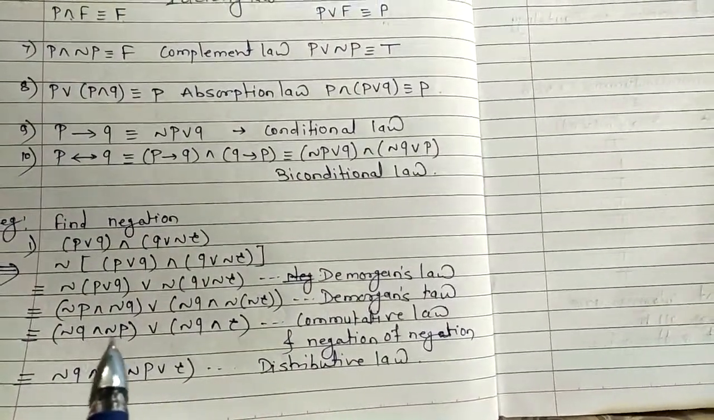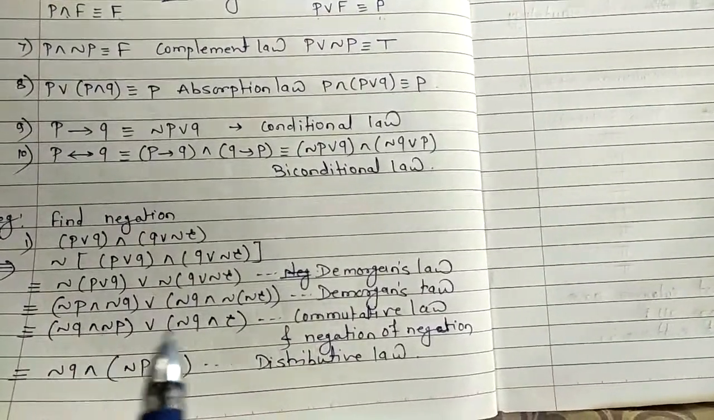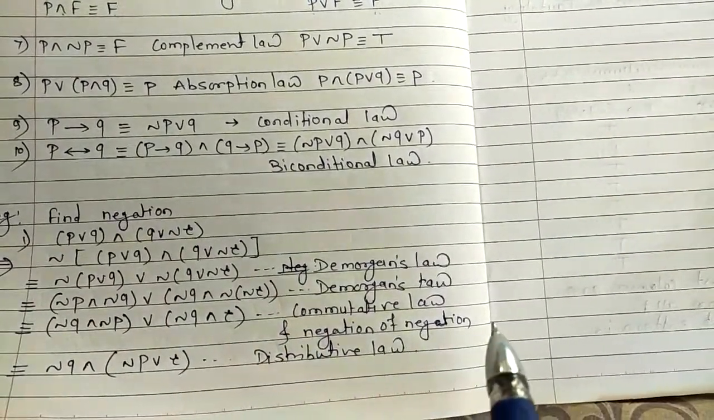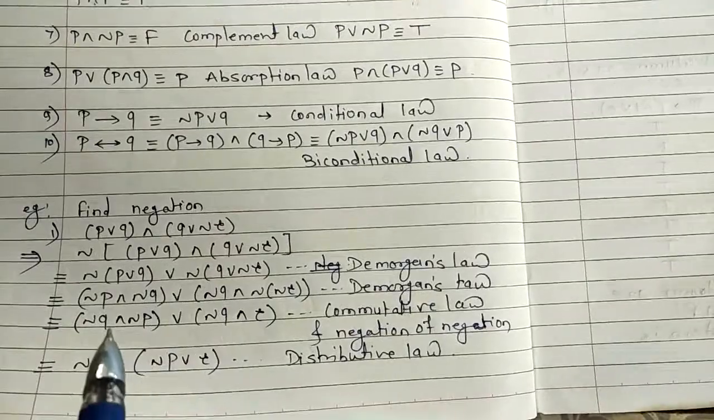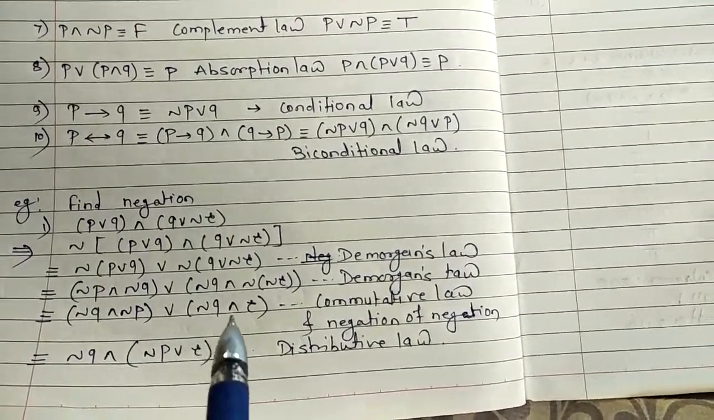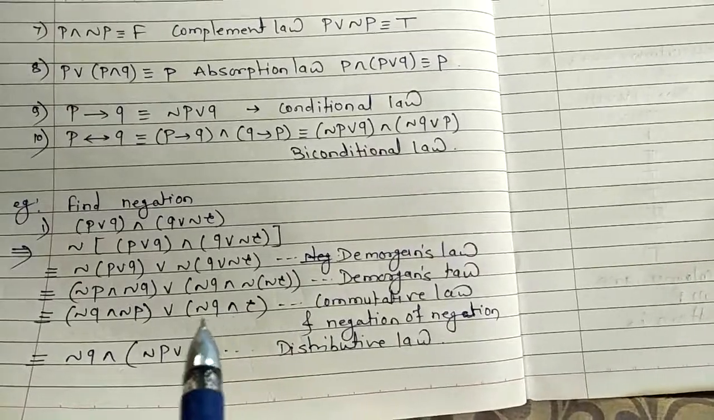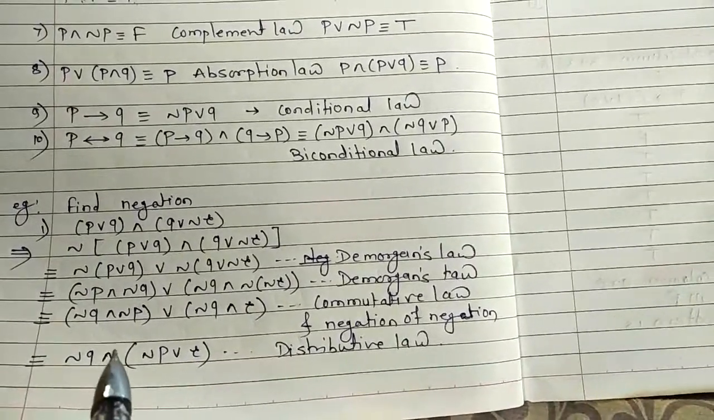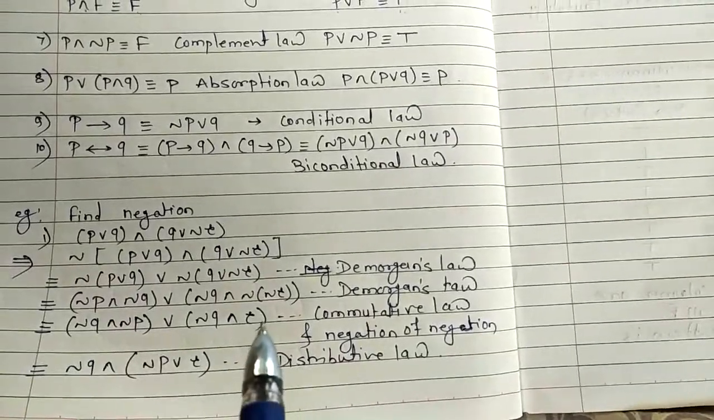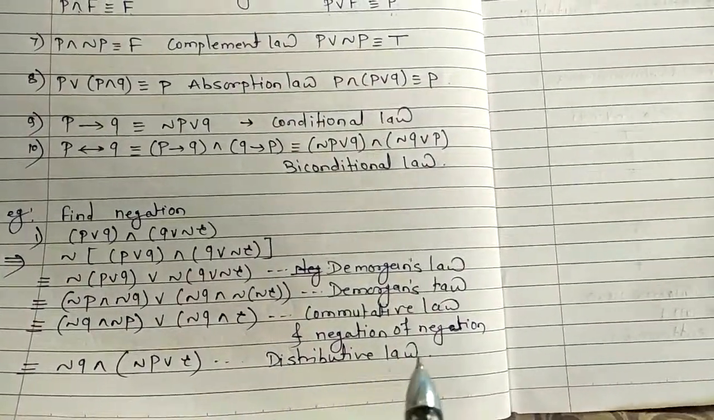Here the sequence of the values is changed. So it is a commutative law, and we apply the negation of negation. Then in both brackets, negation Q and are the common part. So we take out the common negation Q and, and the remaining part is negation P or R. So it is called the distributive law.